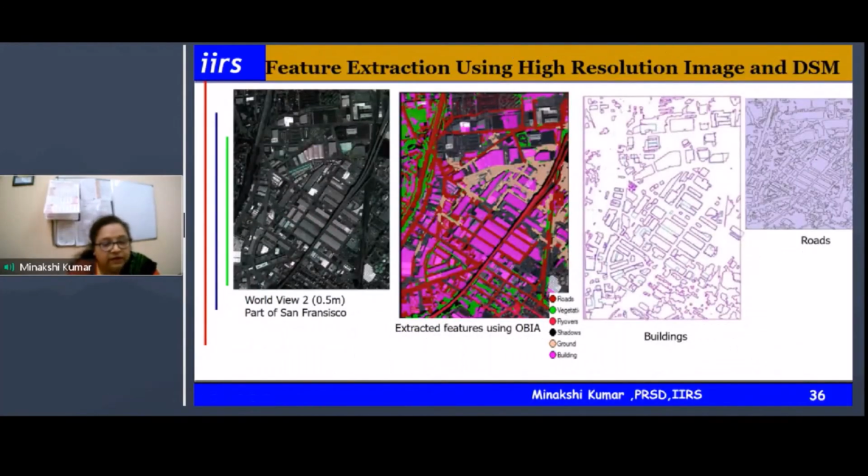Another study was done using the WorldView 0.5 meter data of the San Francisco area, where in addition to the raw data, the digital elevation model was used. The DSM image was used to extract the buildings and the different land use, and buildings were compared with manually extracted buildings and roads with manually extracted roads.